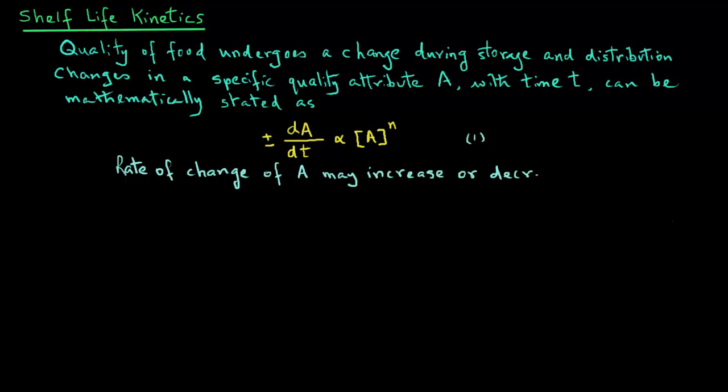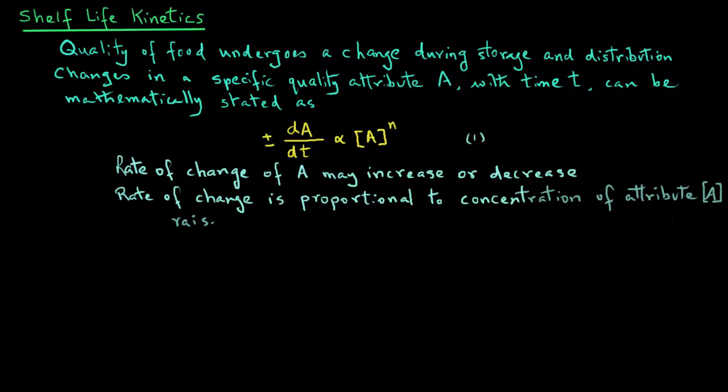The reason why we use the plus minus sign, depending on whether the concentration of the quality attribute is becoming larger or smaller during storage. The rate of change is proportional to the concentration of the attribute A raised to power n, where n is the reaction order. Equation 1 is a general rate equation.